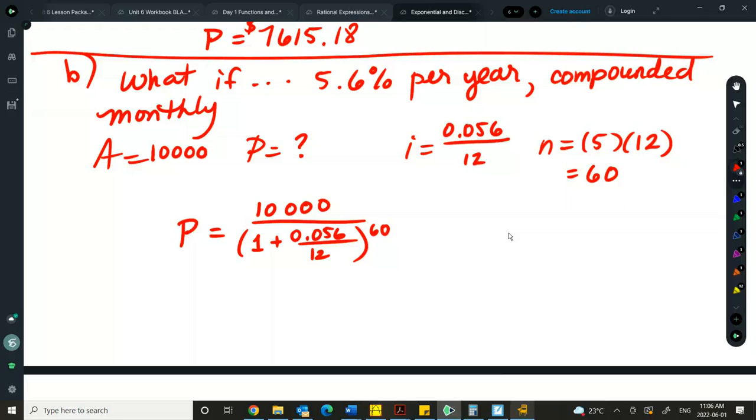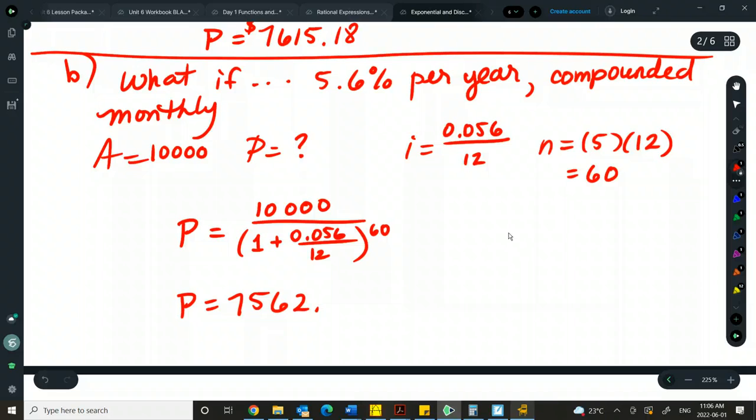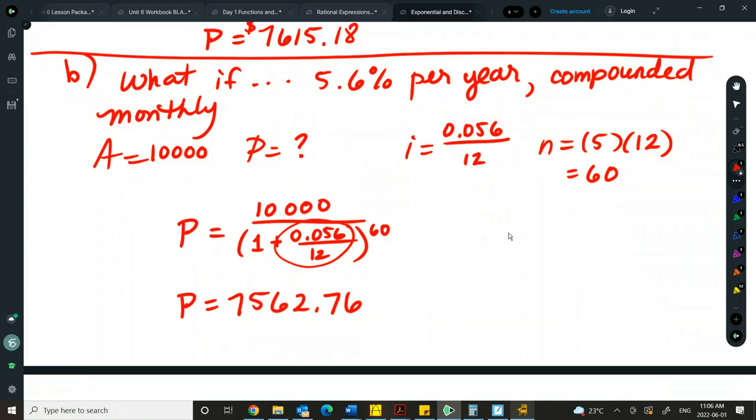And then you just double check that you can get the correct answer with mine. You should be able to get an exact answer, exactly the same thing. So I got $7,562.76. I would suggest maybe you calculate this, add 1 to it, put it to the exponent 60, and then divide that into 10,000. You can kind of do it piece by piece in your calculator.